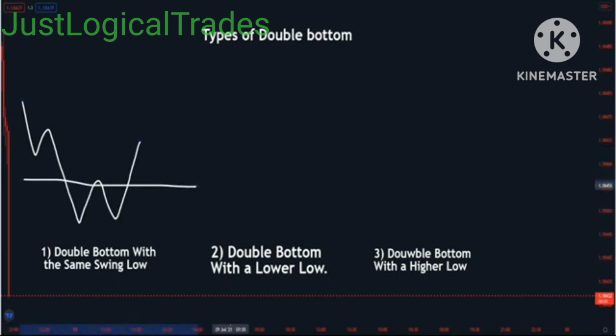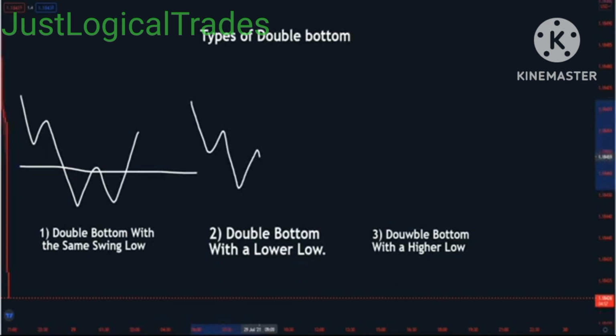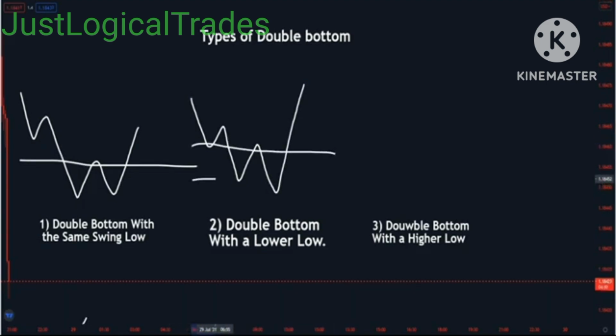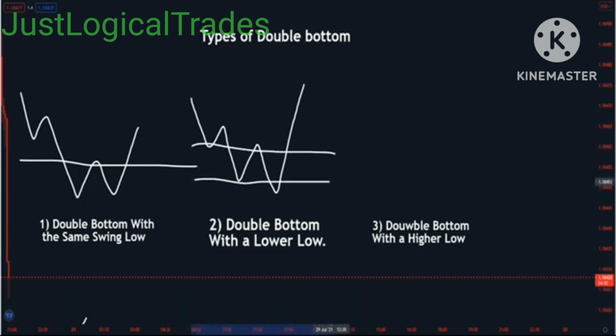2. Double bottom with a lower low. The important thing to note here is that we don't want the second bottom to be much lower than the first bottom. If the second bottom is much lower than the first bottom, then it will be considered a normal downtrend wave, forming lower lows and lower highs. And that signifies a strong momentum in the downtrend.